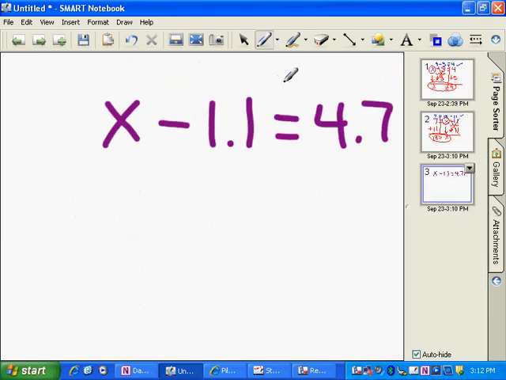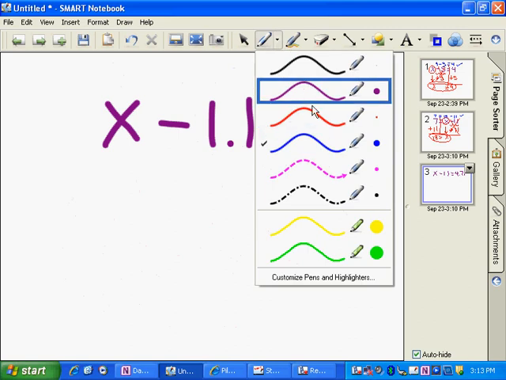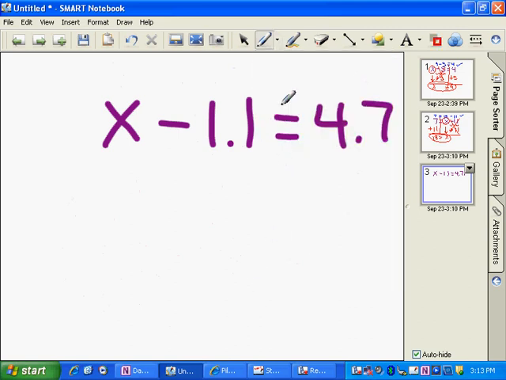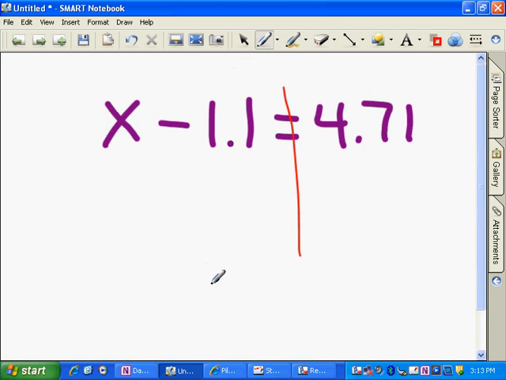The last example I'm going to show you is x minus 1.1 is equal to 4.7. So, I'm sorry, 4.71. So again, we're going to split our equation up into two parts. We want to isolate the variable, so we're going to do that by adding 1.1 on the left side, and then we're going to have to add 1.1 on the right.